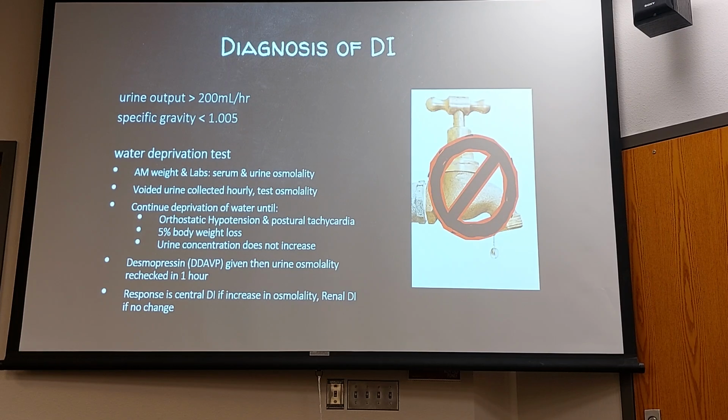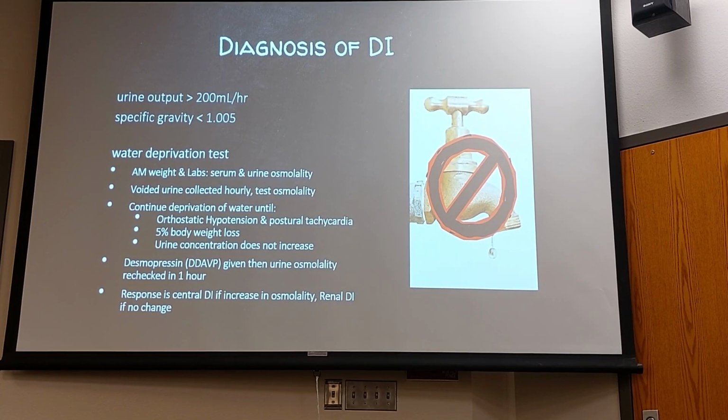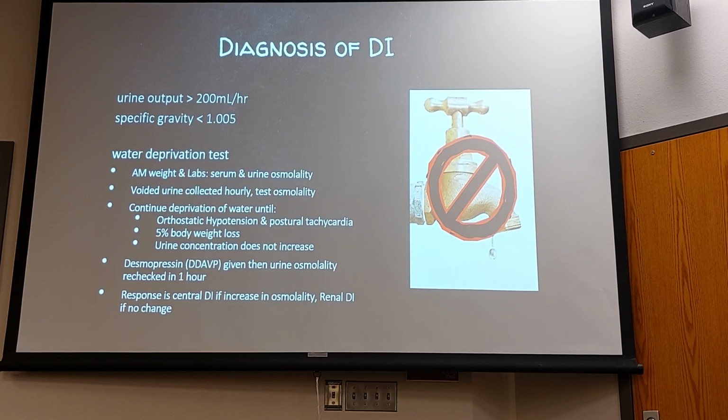So once they get to that point and they decide, okay, we're gonna stop holding off water, we're gonna give desmopressin, this medication, DDAVP is a brand name. And then they're gonna check the urine osmolality again in an hour. So what's supposed to happen is it's supposed to be able to concentrate the urine. So response is central diabetes insipidus if an increase in osmolality.